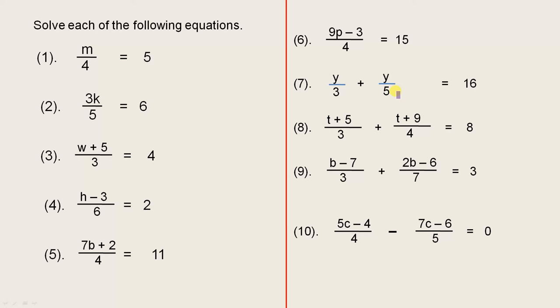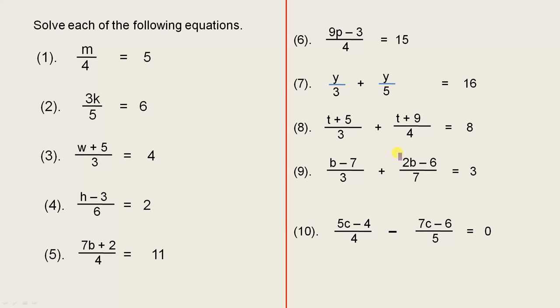When we get to number 7, it's slightly different because we have 2 numbers that represent the denominator. So we say to ourselves, well, what do I multiply both sides by? Well, all you do here is you pick the lowest number that 3 and 5 will divide into. Then you multiply each term by that number, and then you solve the equation as per normal.